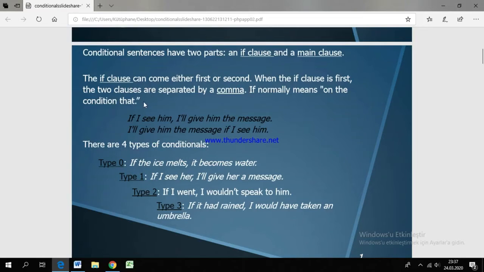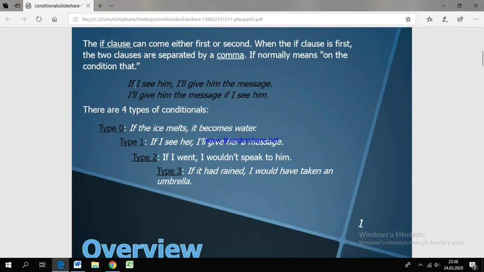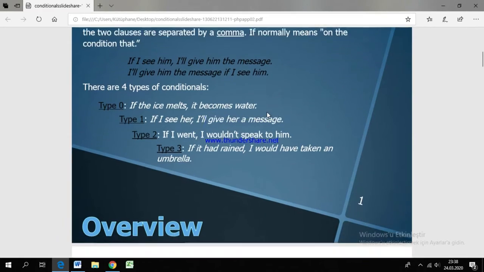Also, the word when can be used instead of if, so we are going to talk about it in a minute. So the first examples are over here. If I see him, comma, because the if clause is first, I'll give him the message. There is the vice versa version, as you can see. I'll give him the message if I see him, there is no comma over here. Please try to remember this.